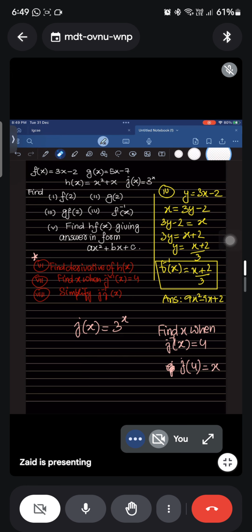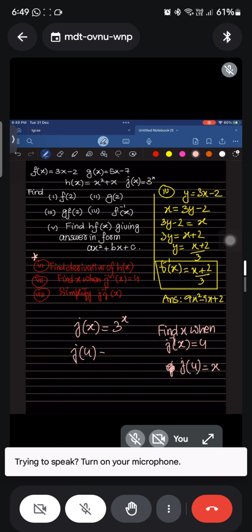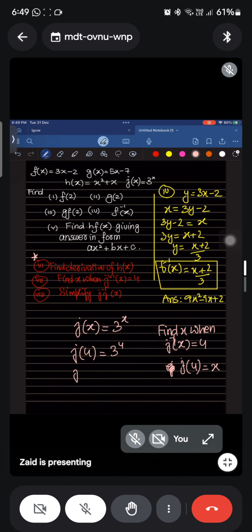All right. Now you're going to put the value of j of 4. So j of 4 is going to be equal to 3 to the power 4, and you're getting it as 81. And we know that j of 4 is equal to x, so x equals 81. Bingo.